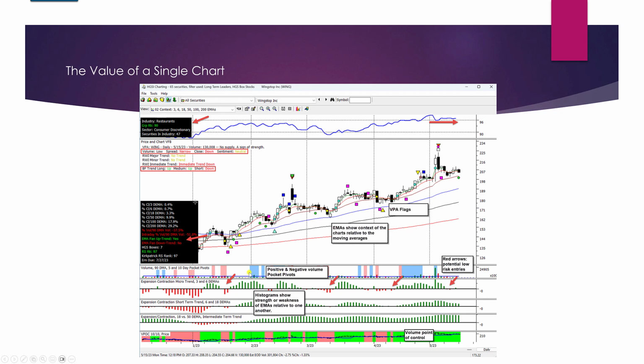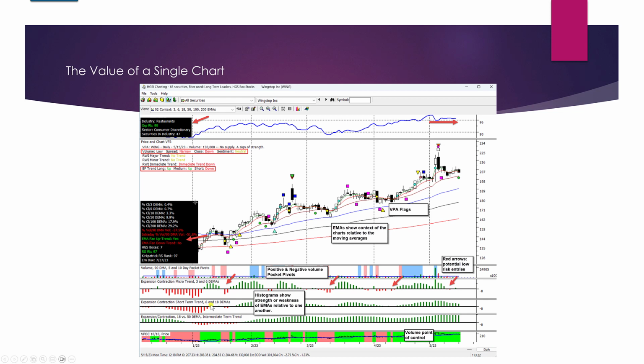Now moving down here, we have negative and positive volume pocket pivots, which means that the volume was greater. If it's blue, that means the up volume is greater than any down volume over the previous 5 or 10 days. This is expansion contraction. This is a micro trend, 3 versus the 6. If the histogram is green, the 3-day exponential moving average is above the 6. If it's red, it's below the 6.